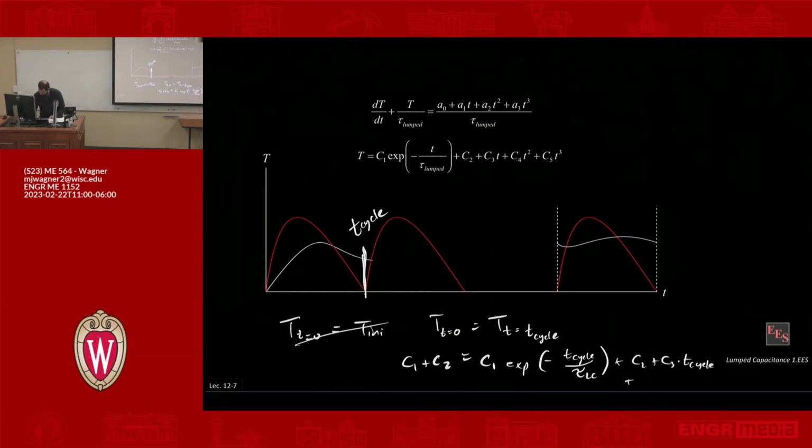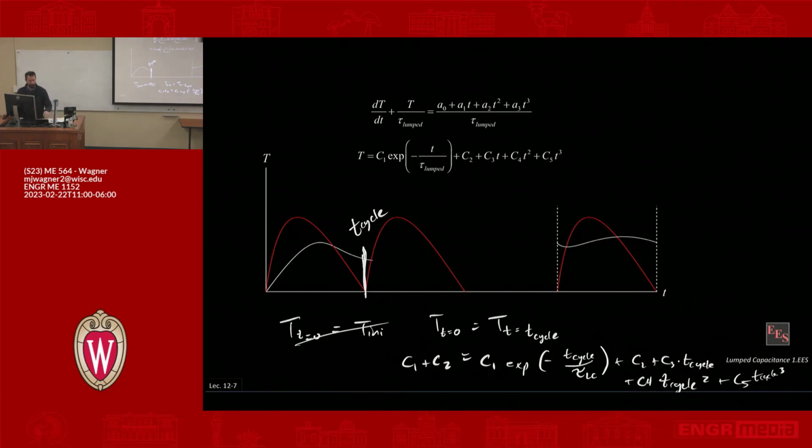plus C4 t cycle squared plus C5 t cycle cubed. What I'm doing is taking t cycle and plugging it in here, and I didn't leave myself enough room. But you have this equation. The only unknown is C1; C2, C3 and the rest we do know, t cycle we know, and tau LC we know. So you can solve this expression for C1, and now you have your new constant. And when you do that, plug it in.